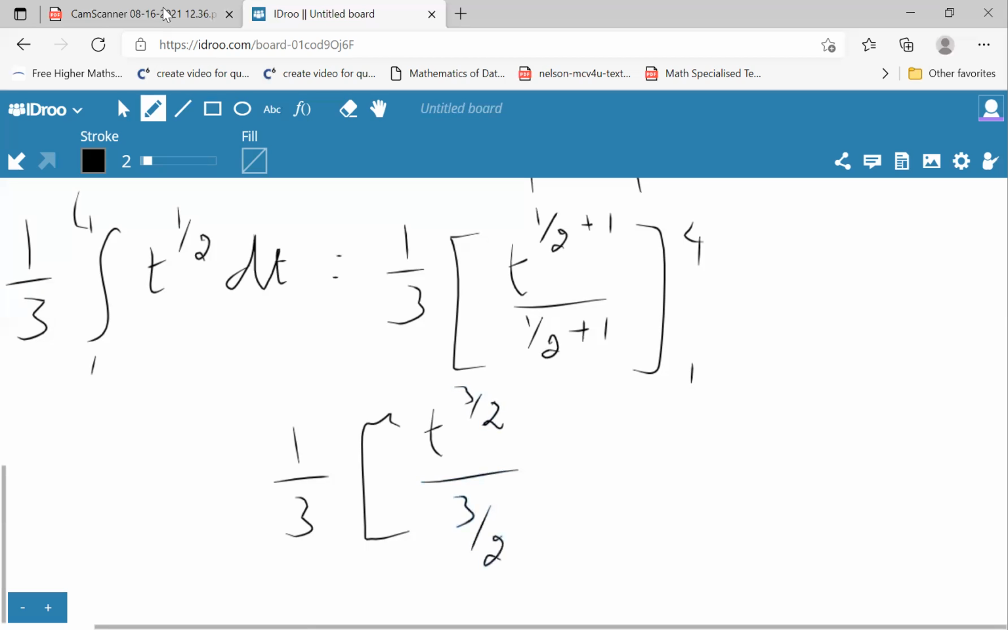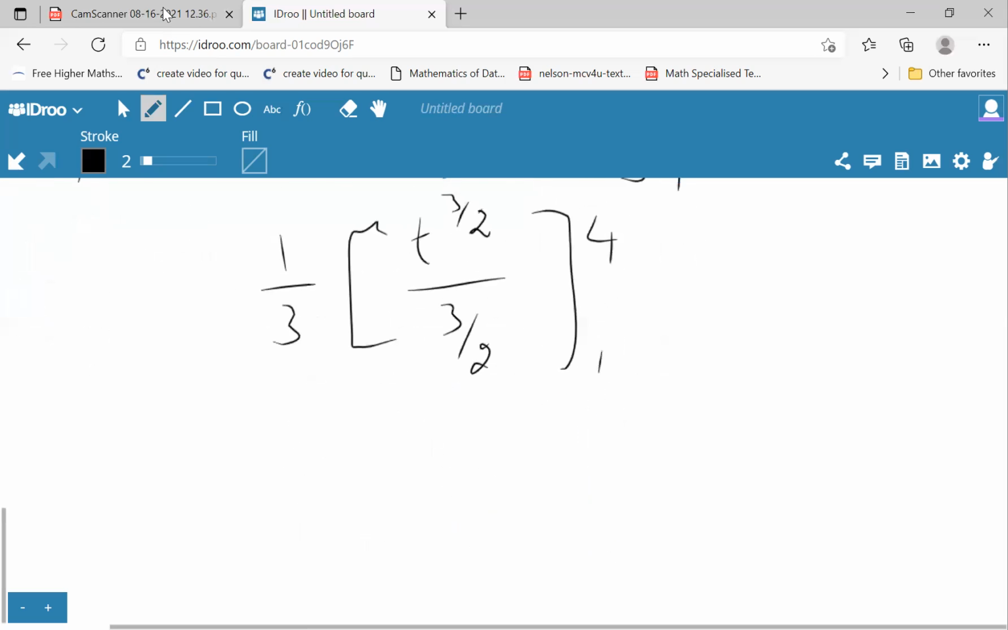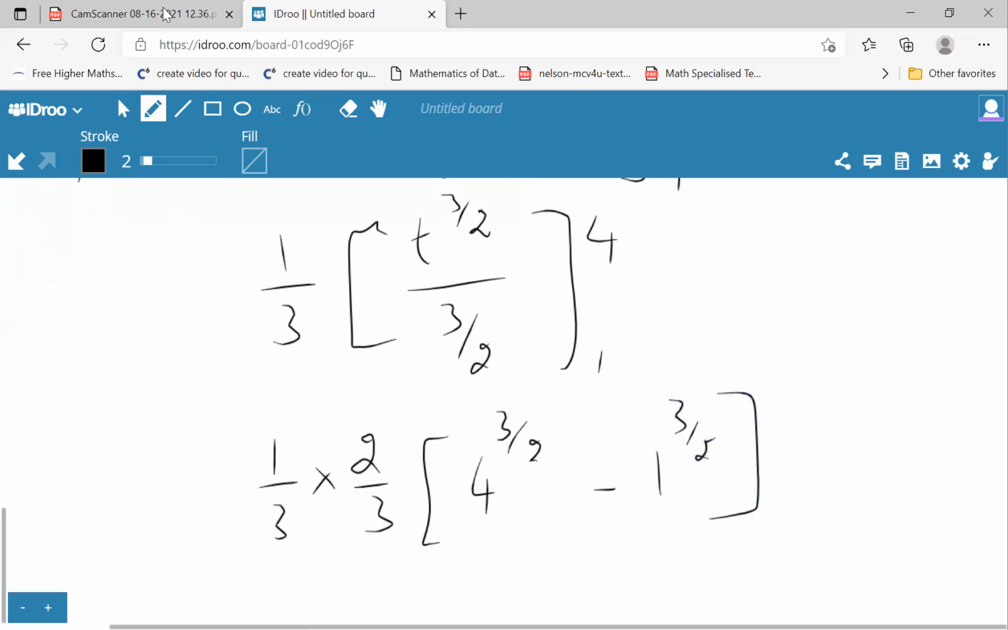So that would give you 1 by 3 into t to the power of 3 by 2 by 3 by 2 between the limits 1 to 4, or 1 by 3 into 2 by 3 into upper limit is 4 to the power of 3 by 2 minus 1 to the power of 3 by 2. 4 to the power of 3 by 2 can be written as 2 squared to the power of 3 by 2. So 2 and 2 will get cancelled. You'll be left with 2 cubed, which is nothing but 8.